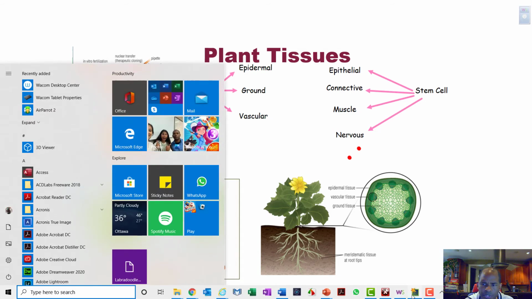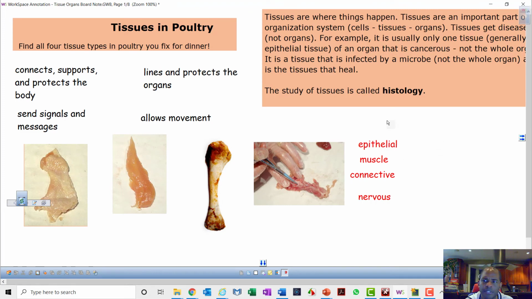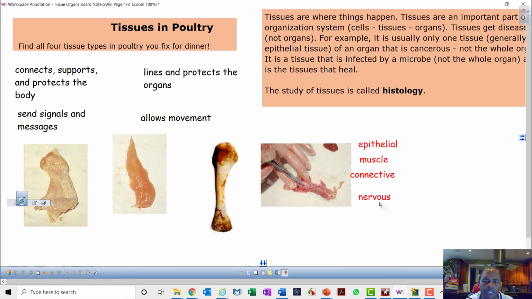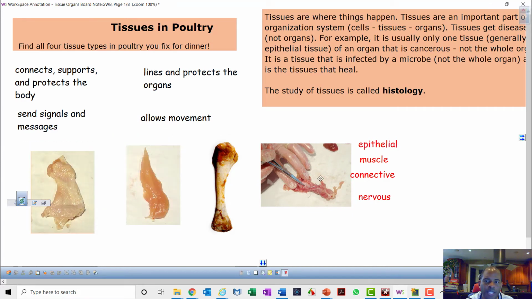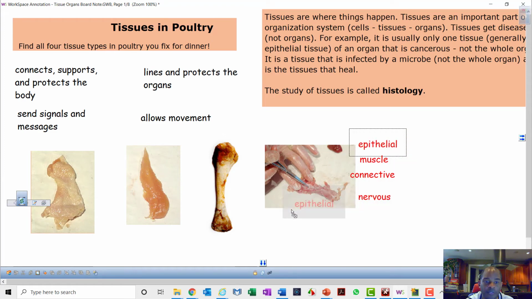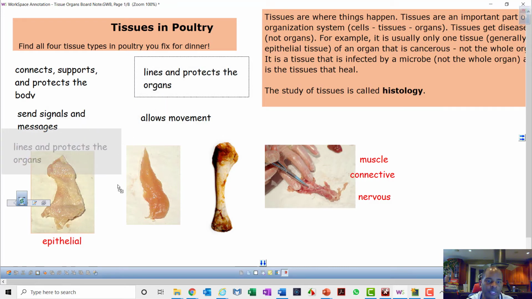If I were to pull this up here, here's a chicken. So in the chicken, we could see a representation of all these tissues. So these 4 tissues include the muscle. Let's start with the epithelial. So epithelial refers to the outside covering. So you'd probably say that's your skin. Good. So your skin, what does it do? Or epithelial, it lines and protects the organs.